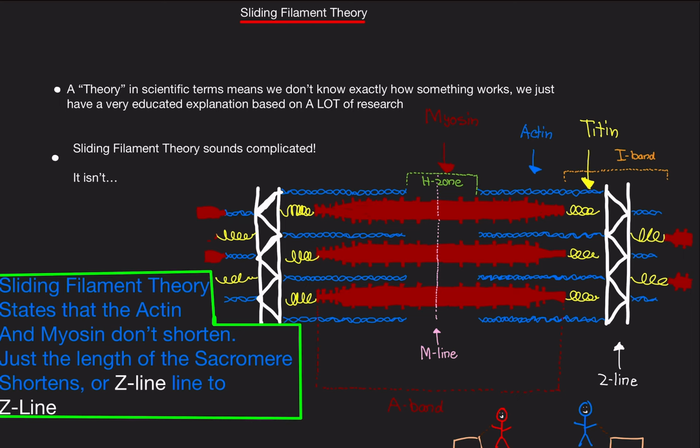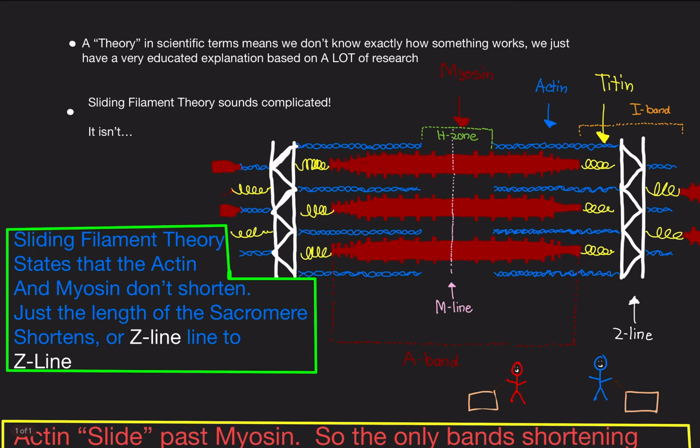Sliding filament theory is the exact same thing. We don't know how it actually works. We do not actually know how muscles contract on the microscopic level here, but we have a good idea based on research and evidence. So sliding filament theory sounds like a really tough, big name and sounds complicated. It really isn't. I promise you, it really isn't. So let's start. Sliding filament theory states that actin and myosin, which are basically the thick and thin filaments, don't shorten. Just the length of the sarcomere shortens, or Z line to Z line.